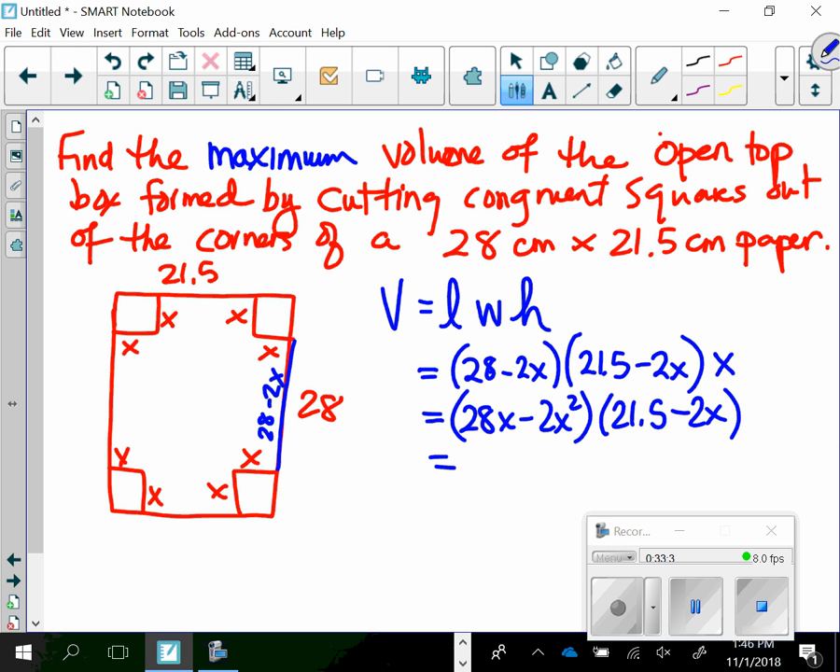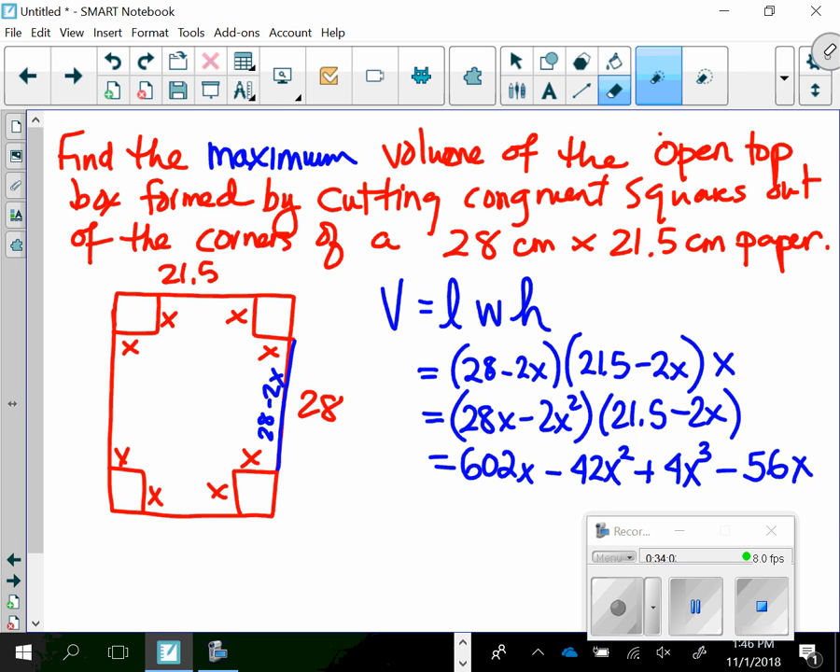28 times 21, 602x minus 42x squared plus 4x cubed. What am I missing? I didn't do FOIL, so minus 54x, 56x. That's what happens when I try to use mental math. I'm not so skilled in that area. Okay, I think that's right.